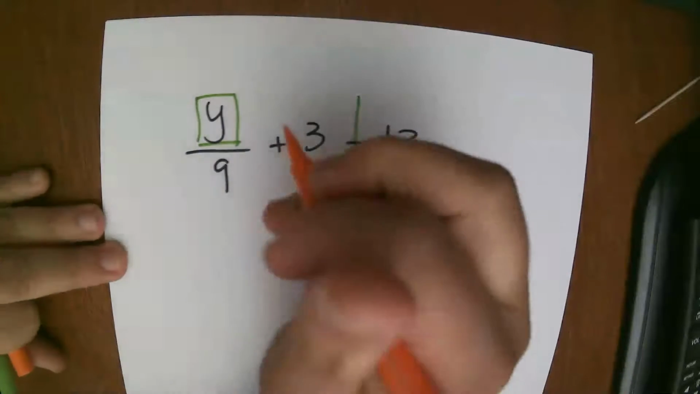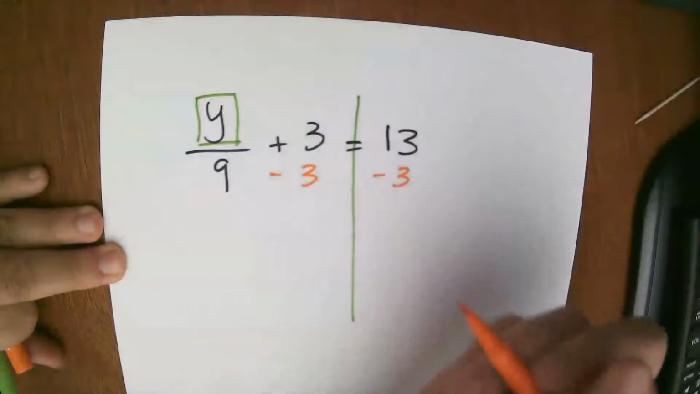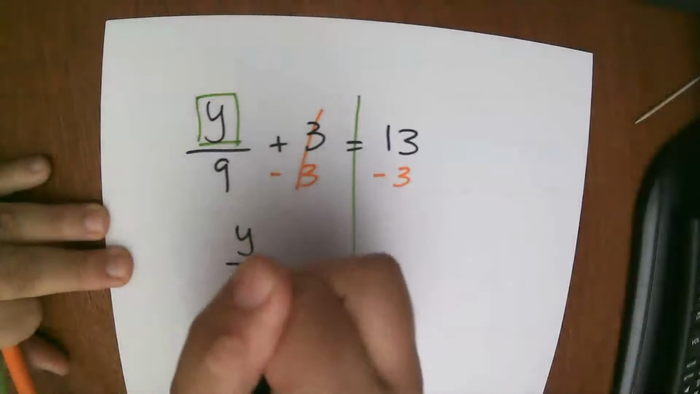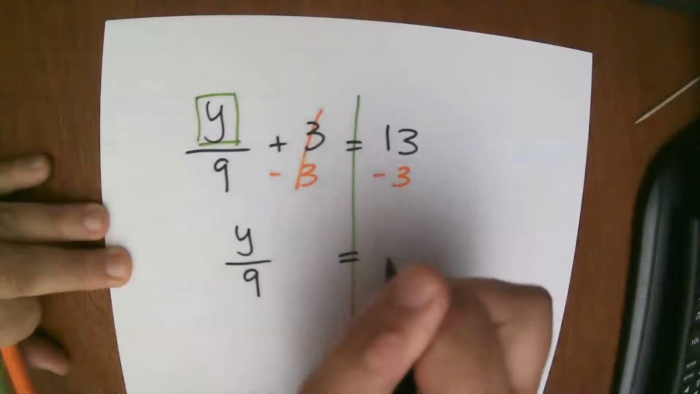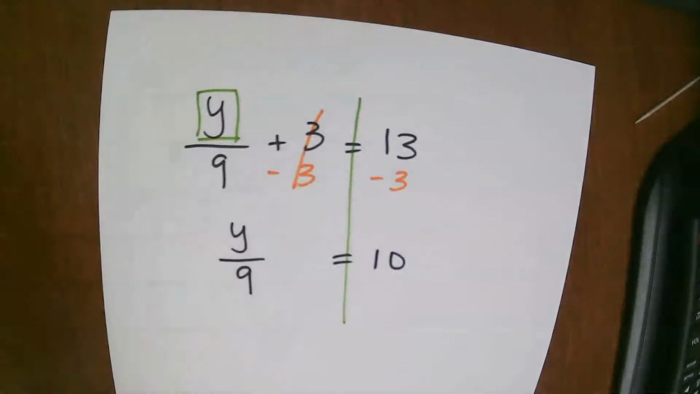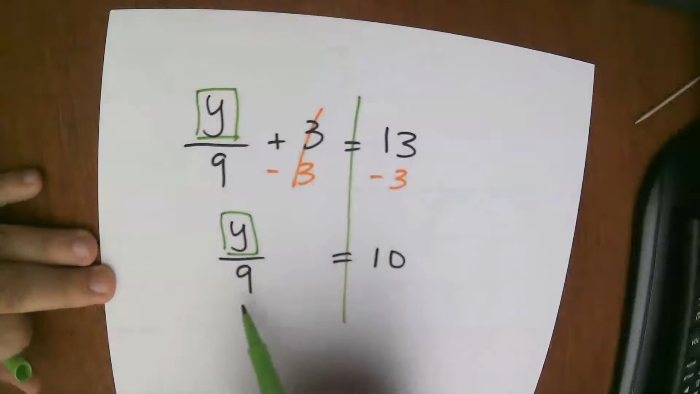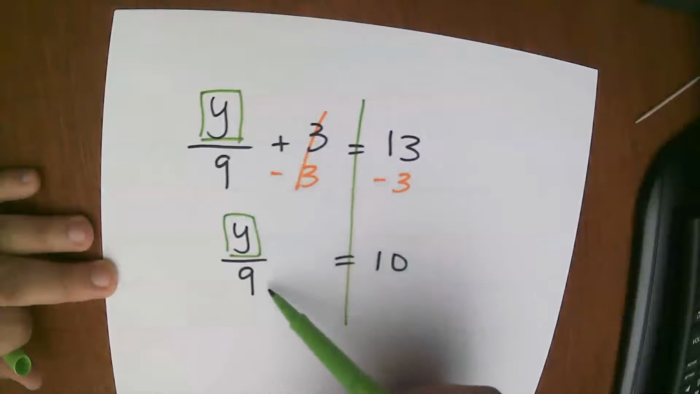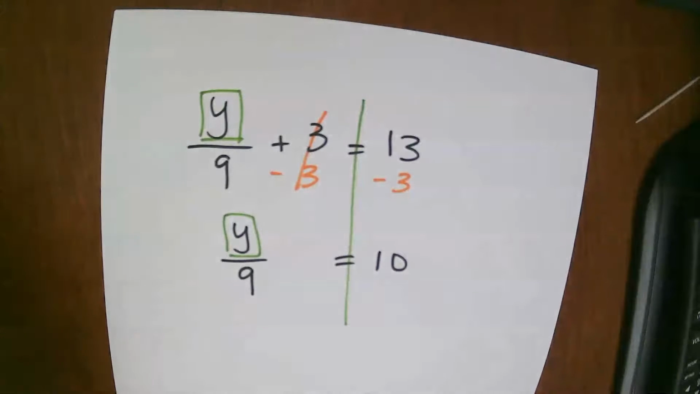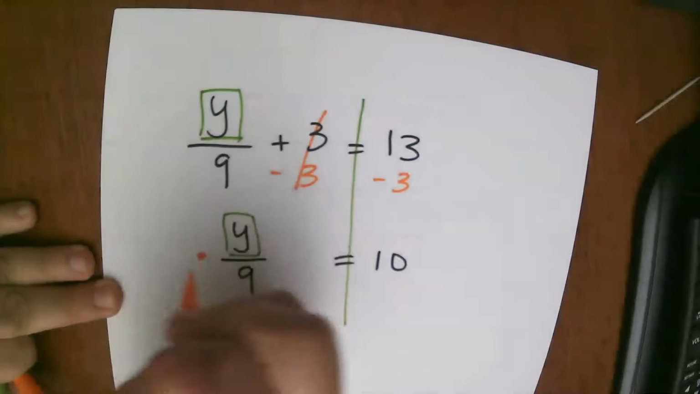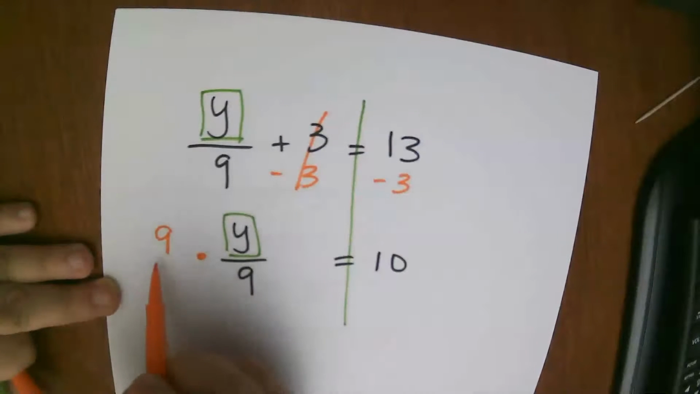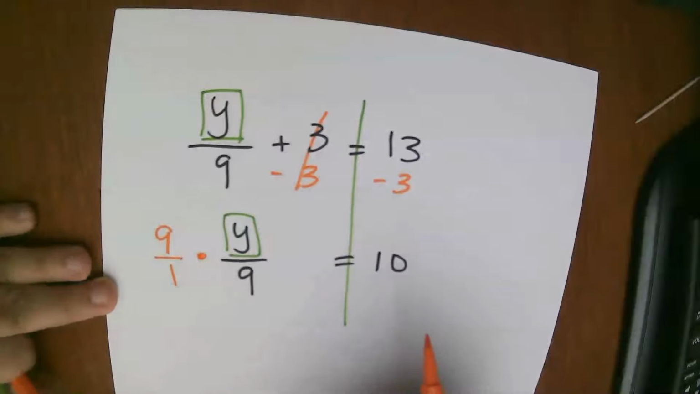Hopefully you said this positive 3. So we're going to take the inverse operation of positive 3. What's the opposite of positive 3? Negative 3. Both sides. This becomes 0. You're left with y over 9 equals 10. Okay. You still need to isolate that y. All right, we need to get rid of that 9. So what's happening here? Well, this is y divided by 9. What's the inverse operation of division? I hope you said multiplication. So we're going to multiply by 9 on both sides.